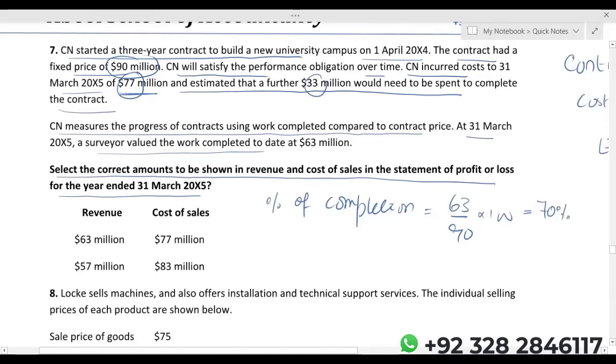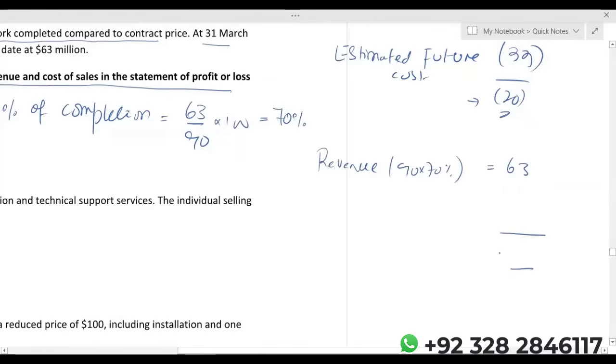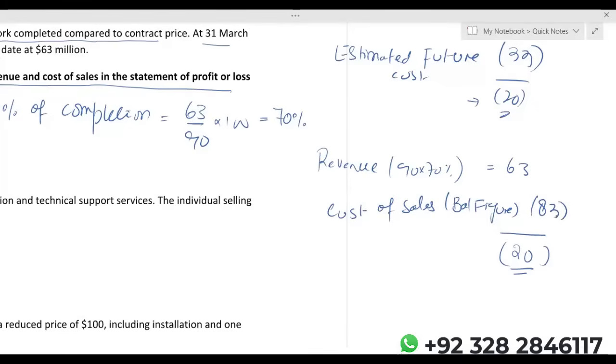So the percentage of completion is 70%, which means the revenue will be 90 into 70%. We'll get 63. Am I right? But the point is, in the final result, we need a loss of 20 million. If we need a loss of 20 million, simply your cost of sale is a balancing figure, because in the very first year you have to recognize the entire loss immediately. Logically 83. Because if the revenue is 63 and we need the entire loss of 20 million, it is only possible when cost of sale is 83.